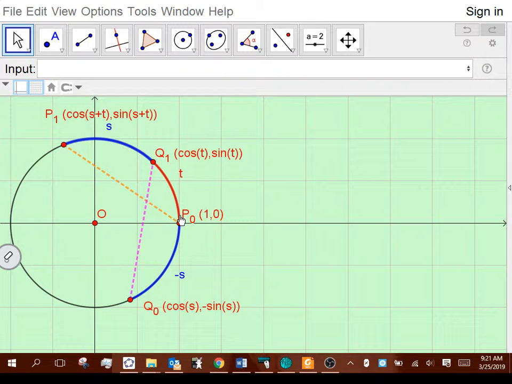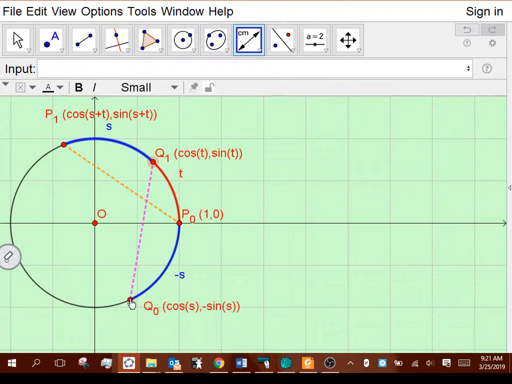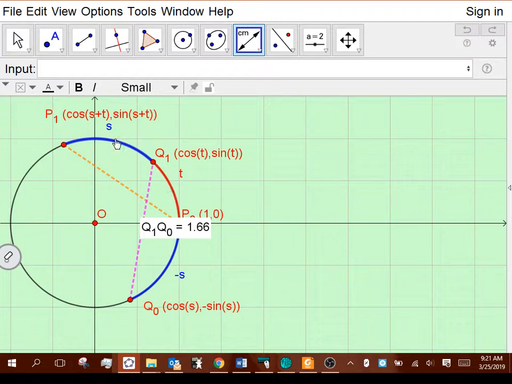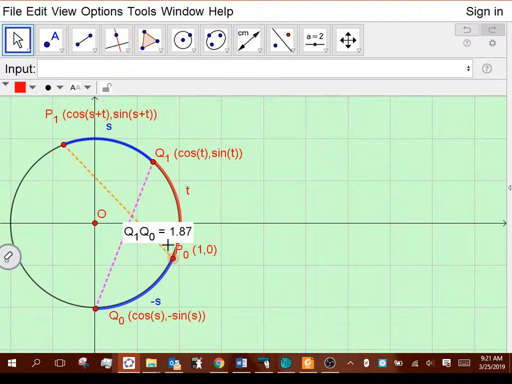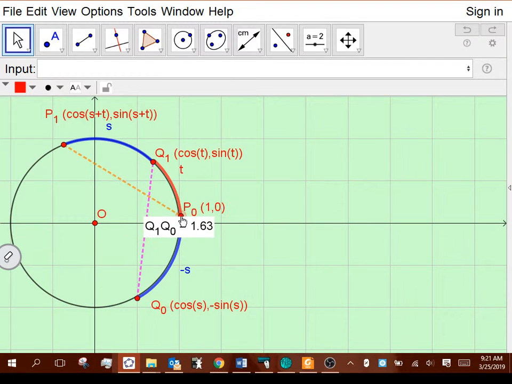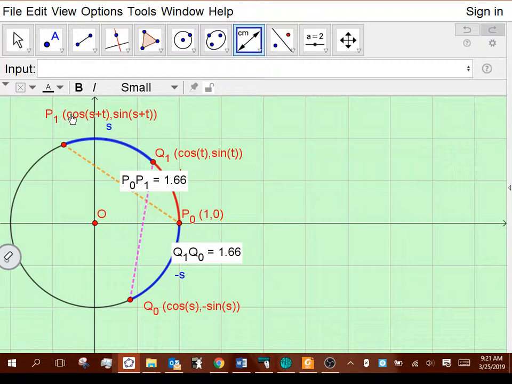So that is the relationship here that we need to prove what we're interested in here. So let me just prove to you. There we go. All right, so Q1, Q0, that's 1.66. P1, P0, 1.66. So it proves to you that those chords are the same, right? Okay.